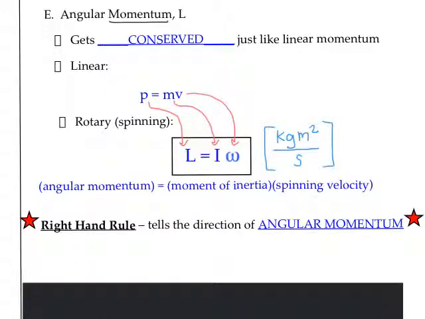And lastly on this slide, the right-hand rule tells us the direction of angular momentum. Now this is something new, and I have to show you in person to demonstrate how to use the right-hand rule and what it means. But for right now, I want you to understand that the right-hand rule is going to tell us the direction of angular momentum.